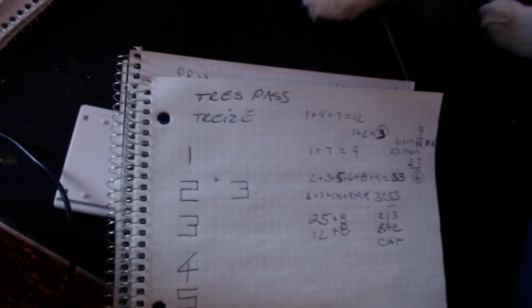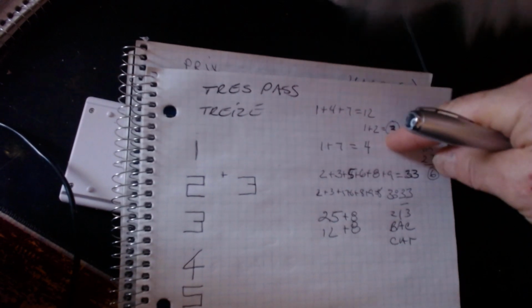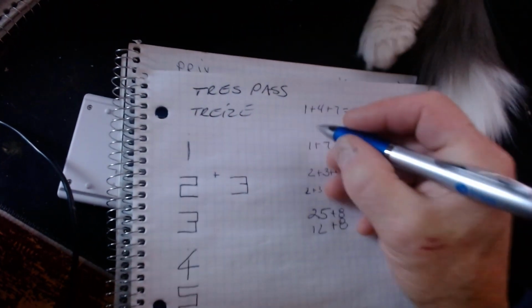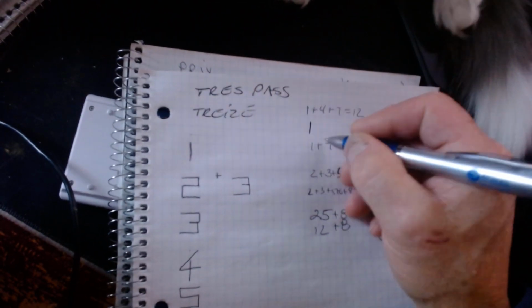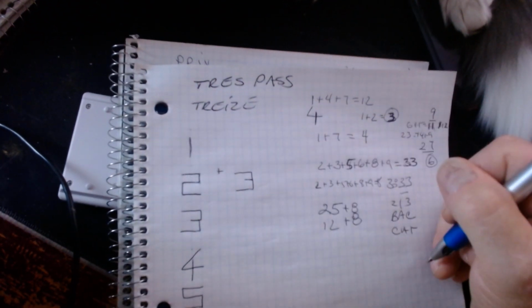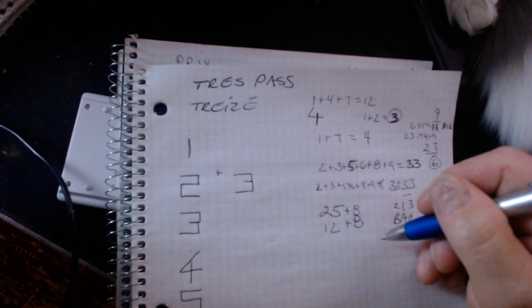1 plus 4 plus 7 equals 12. 1 plus 2 equals 3. 1 plus 7 equals 4. How do we get that? Well, we're going to go 1, and then we're going to do backwards. The 7 over the 1 equals the 4. We did a reduction of 8.